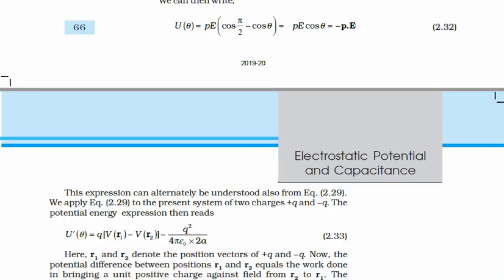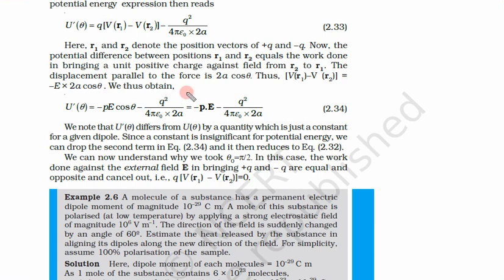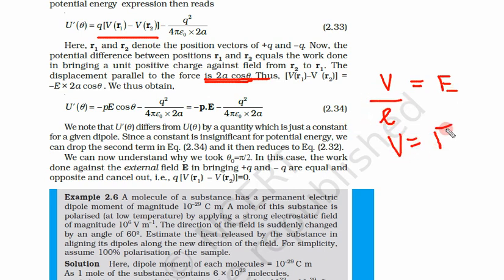Let us apply it there. They are saying the distance is 2a cos theta. Now V(r1) minus V(r2), you know that the electric field is V upon l, so V is equal to E into l, the distance. Here the distance is 2a cos theta. So the potential difference is minus E into 2a cos theta, because it has rotated.